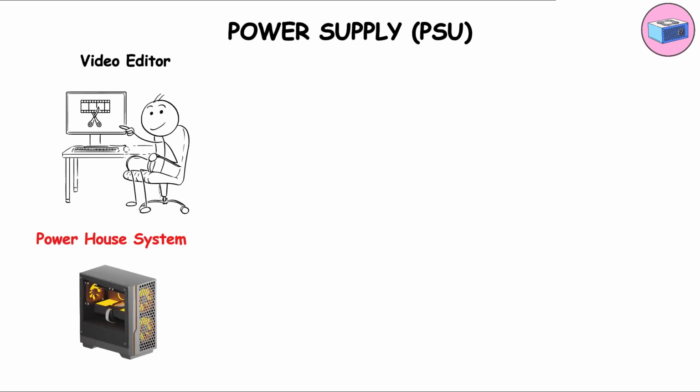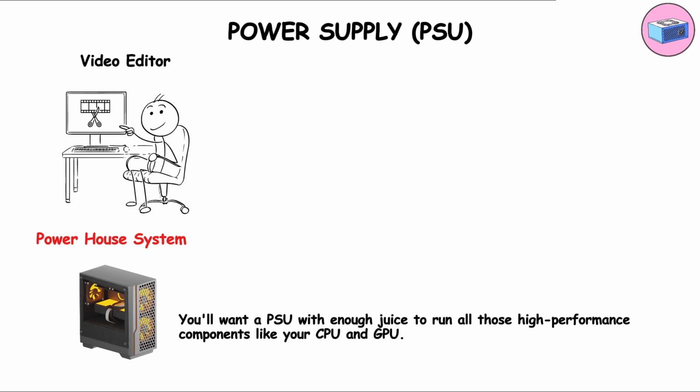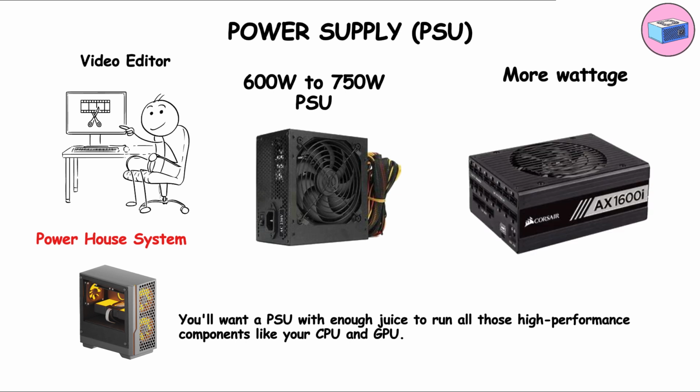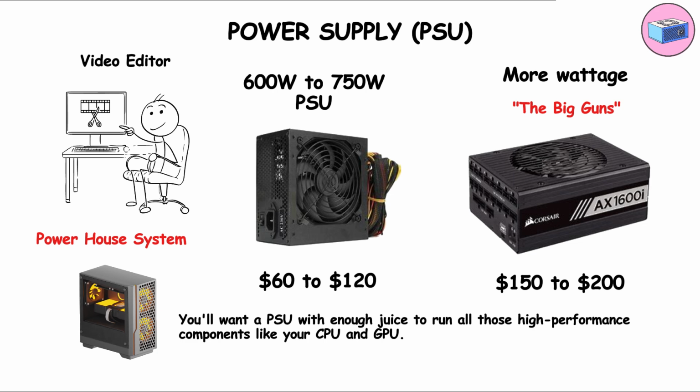And you've got a powerhouse system. You'll want a PSU with enough juice to run all those high-performance components like your CPU and GPU. A 600W to 750W PSU should cover most setups, but if you're really going all out, you might want more wattage. These guys typically cost $60 to $120, but if you want the big guns, it'll run you around $150 to $200.